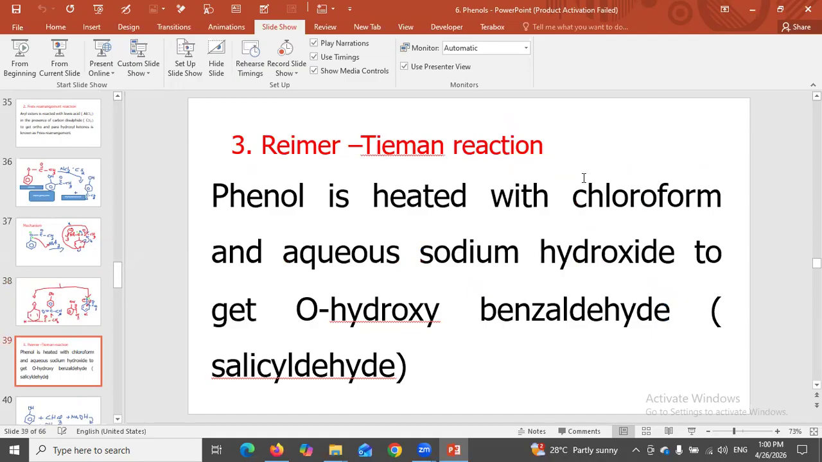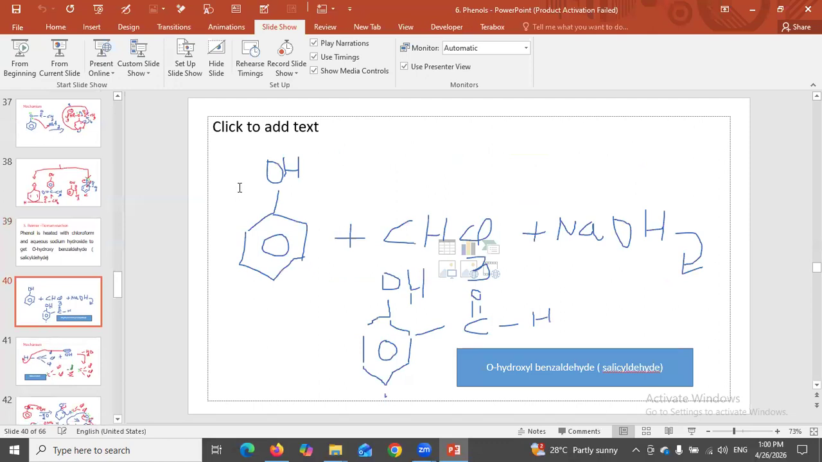Reimer-Tiemann reaction. Phenol is heated with chloroform and aqueous sodium hydroxide to get ortho-hydroxybenzaldehyde, salicylaldehyde. Phenol is treated with chloroform in the presence of sodium hydroxide and produces ortho-hydroxybenzaldehyde, salicylaldehyde.